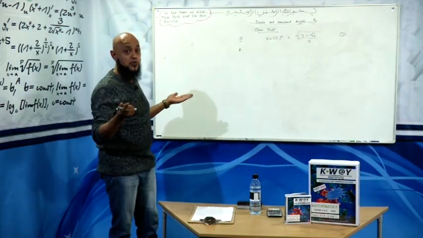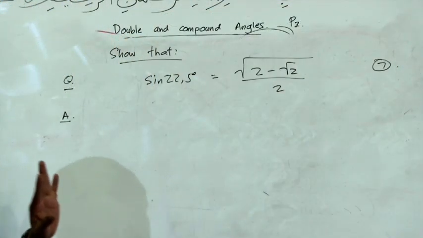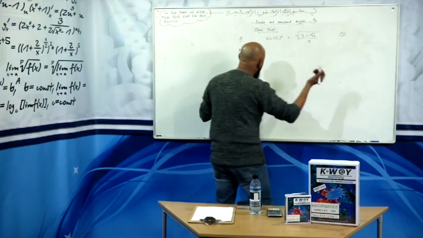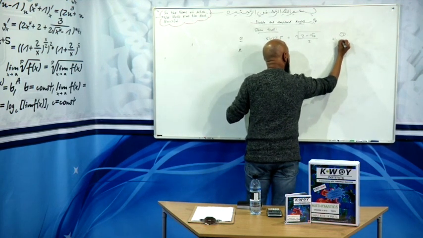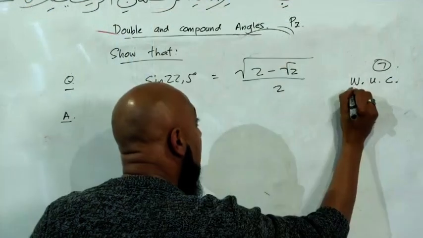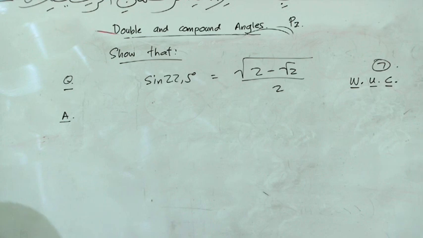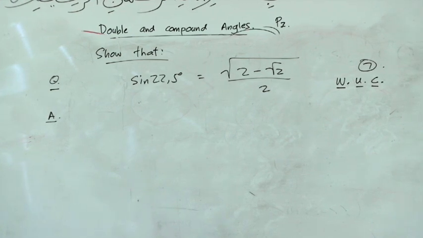Prove or show that sine 22.5 is equal to the square root of 2 minus root 2, all over 2, for 7 marks. Now we all know this is without the use of a calculator, obviously. Remember, when they say WUC, without the use of a calculator. What I like to say is, with the use of a Casio. But in any case, we know what we're talking about. Let's get started here. Sine 22.5.